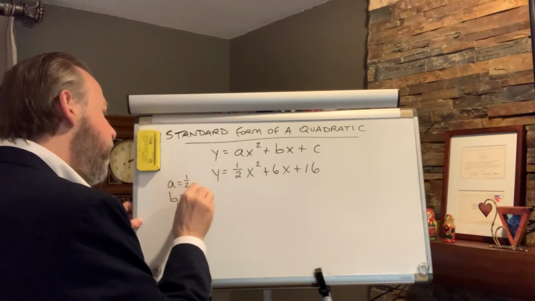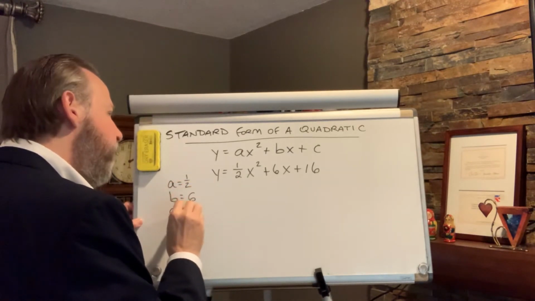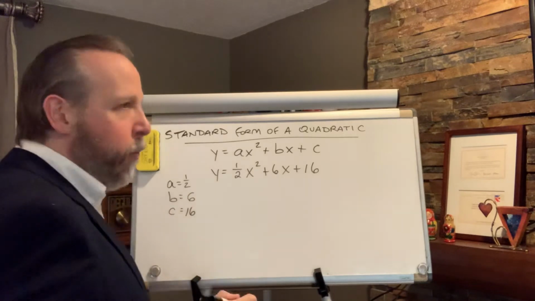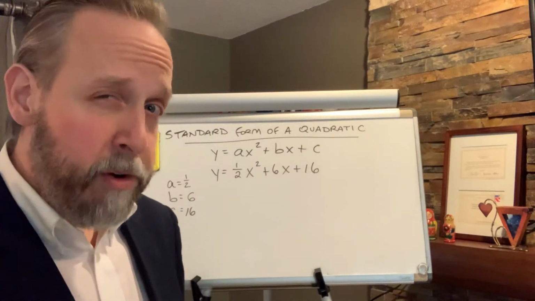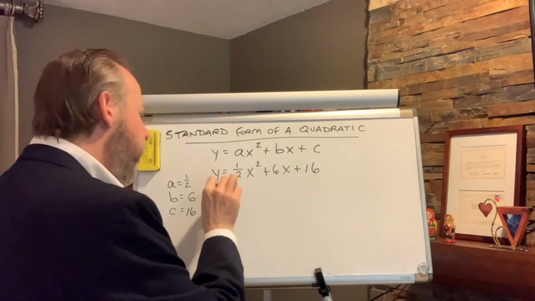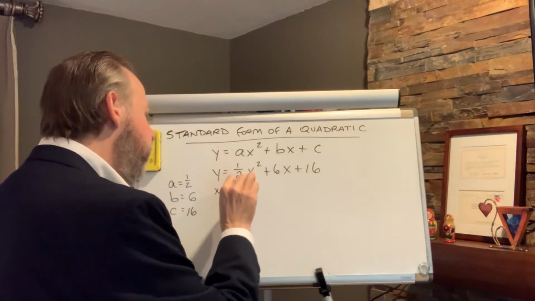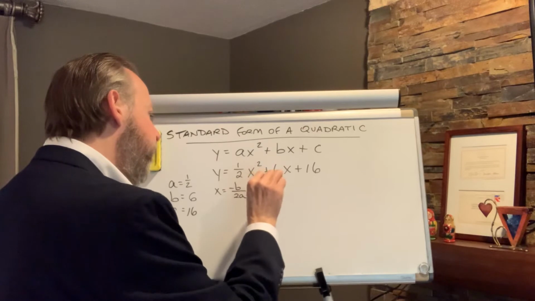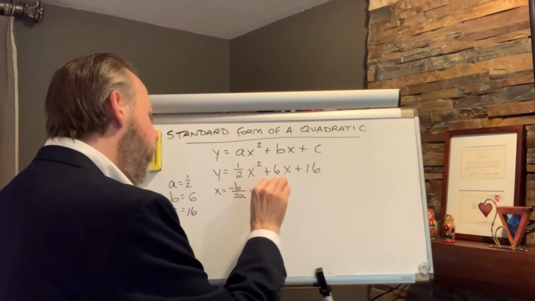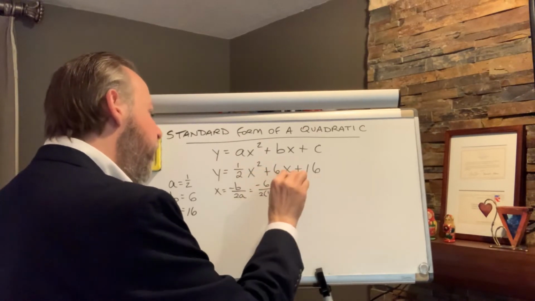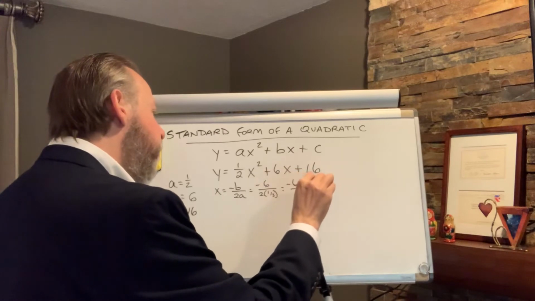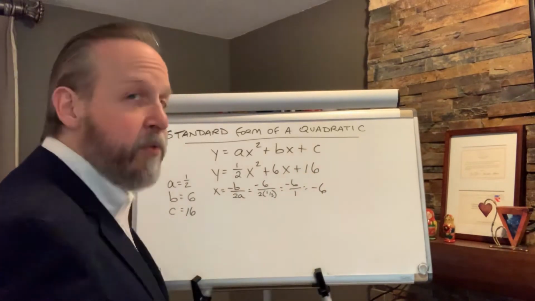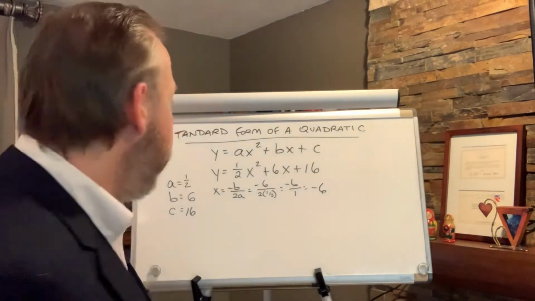My B is the number 6. My C is 16. We then want to find the x value of the vertex. So we're going to write x equals negative b over 2a, and then plug in the right numbers. It's negative 6 over 2 times a half. That's negative 6 over 1, which is negative 6. So we found the x value.